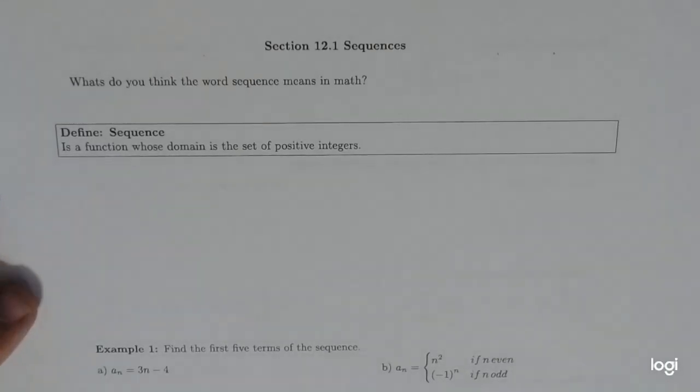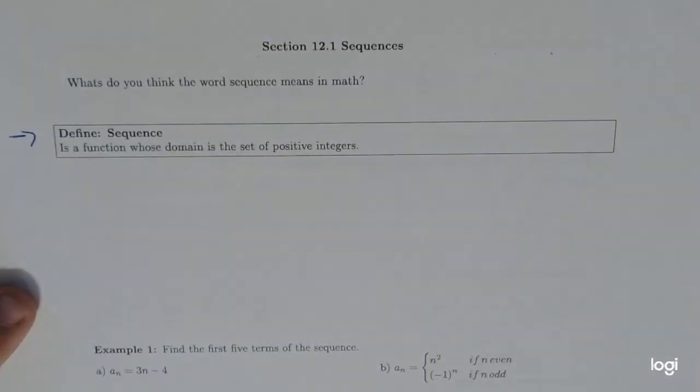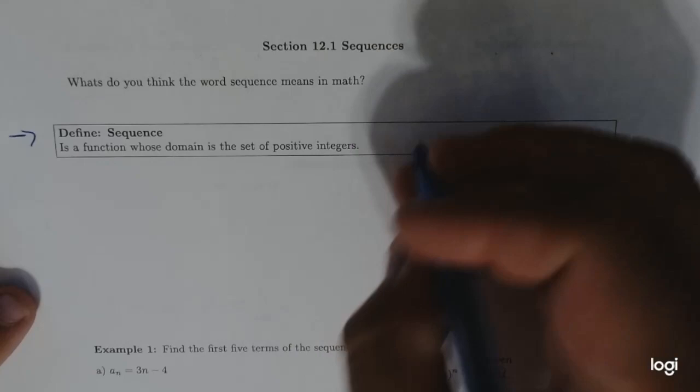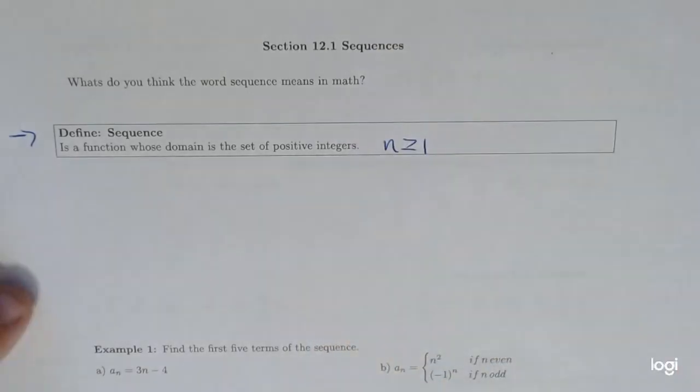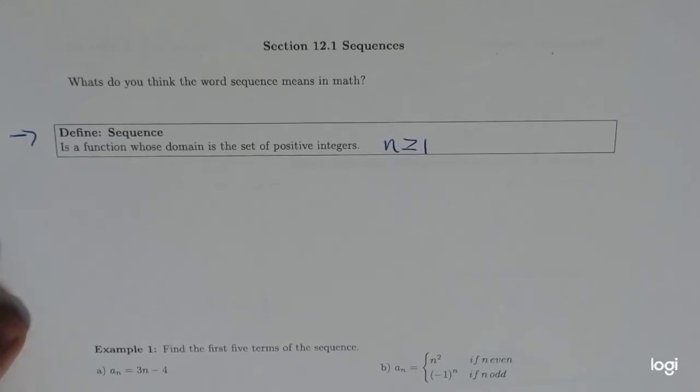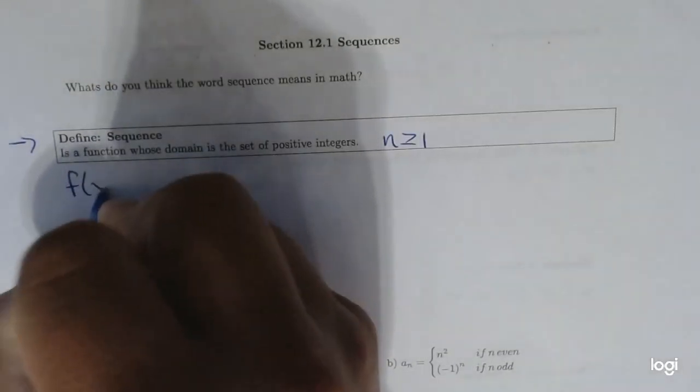The precise definition of a sequence is this one here: a function whose domain is the set of all positive integers. So remember, all positive integers essentially says n is one or more. It's never negative. Now, to define what an actual sequence is, it's pretty straightforward. Let's start with a little example.